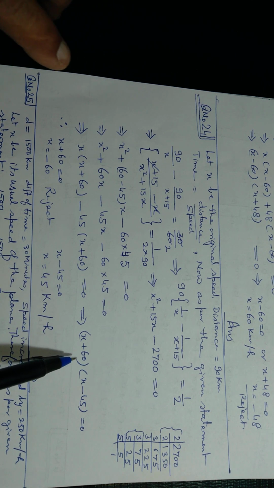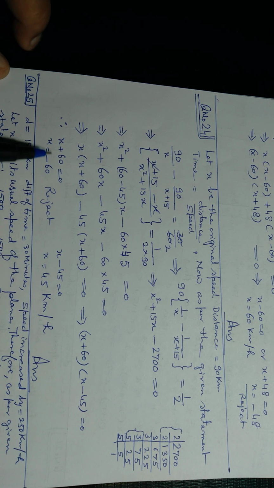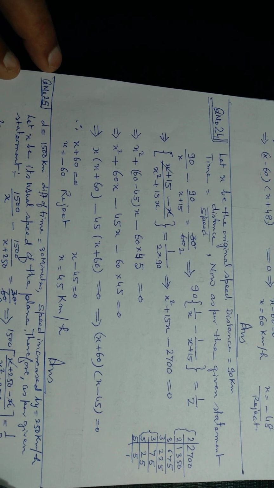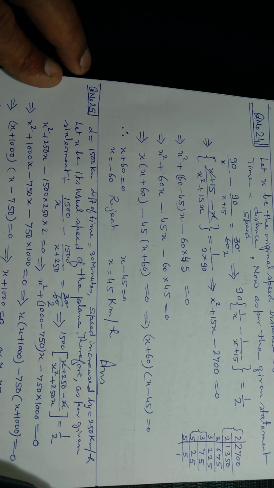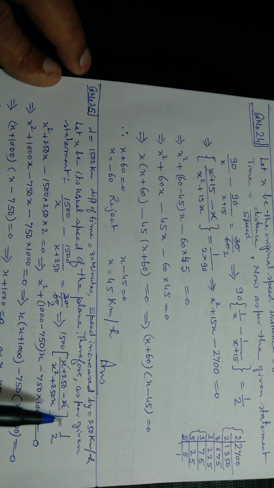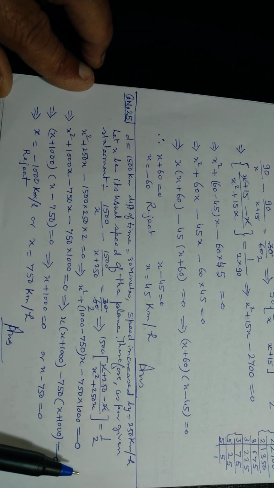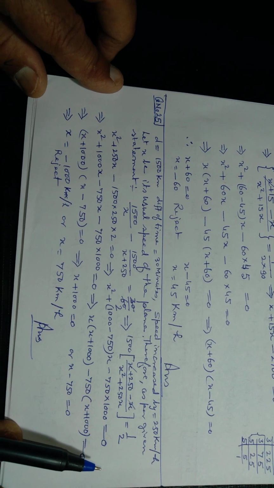So x plus 60 in the first bracket, x minus 45 in the second bracket, x plus 60 will be equal to 0. At that time it will be minus 60. And it will be rejected because being a minus. So x is equal to 45 km per hour. This will be the required solution for the question number 24. Now proceed to the question number 25.